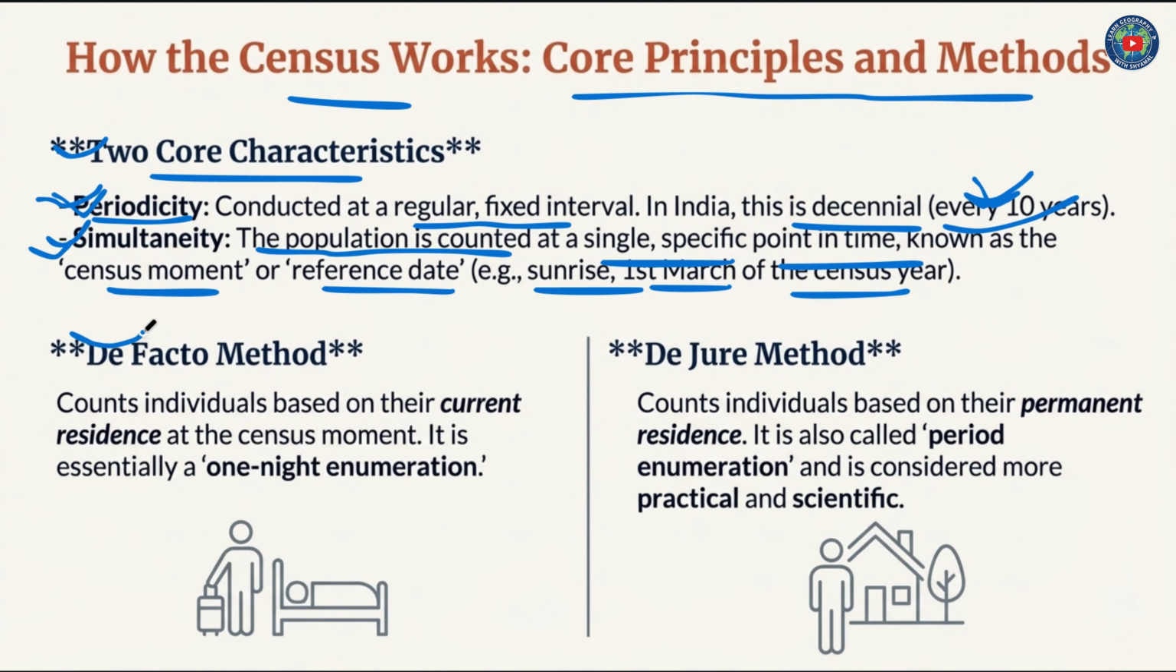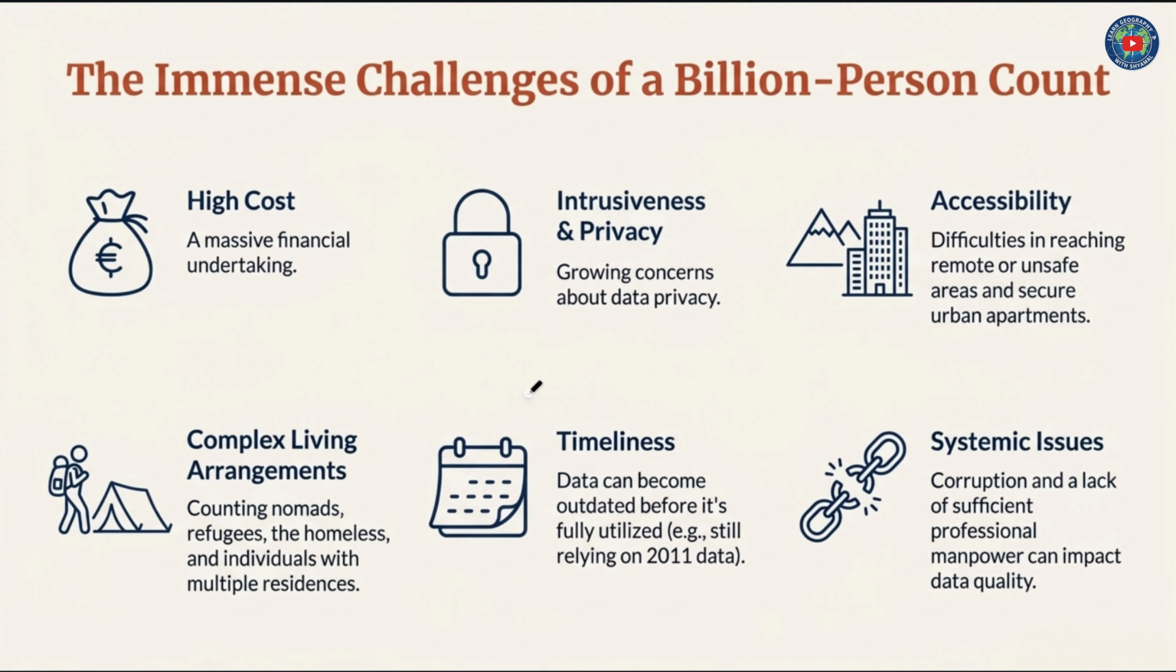Then the de facto method counts individuals based on their current residence at the census moment. It is essentially a one-night enumeration. Then the de jure method counts individuals based on their permanent residence. It is also called period enumeration and is considered more practical and scientific. These are the 2 methods of census.